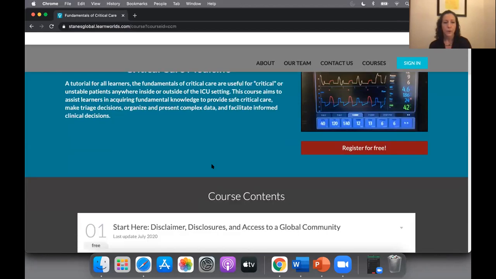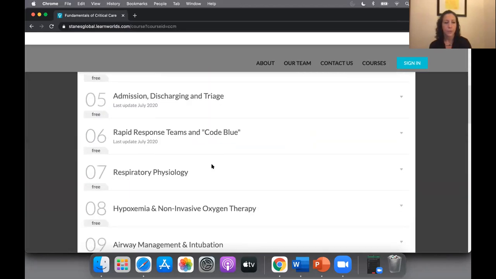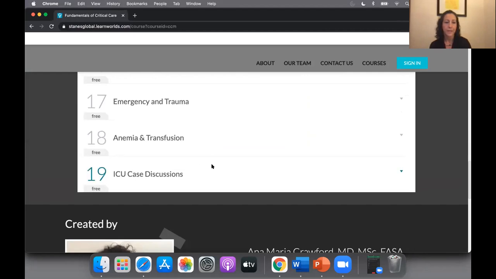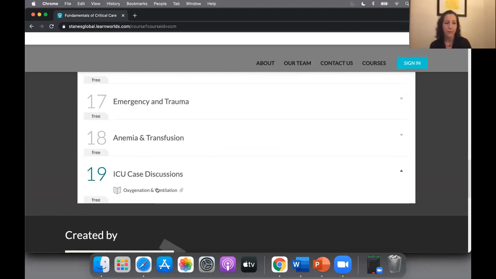Once inside the course, you can see several different modules. We have 19 different modules. And today we're actually going to go into this case discussion because that's the format that I wanted to use with you to talk about oxygenation and ventilation. So we'll open that up.